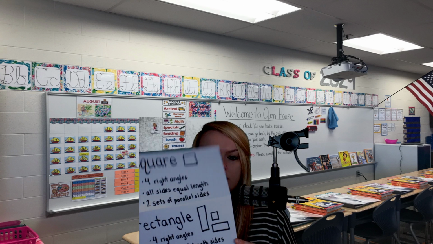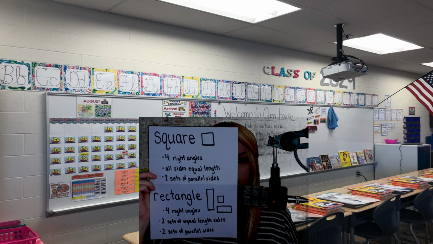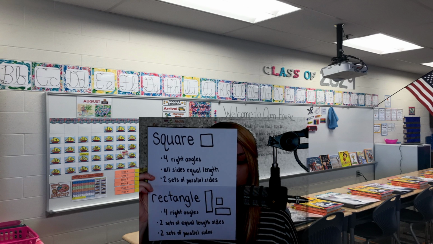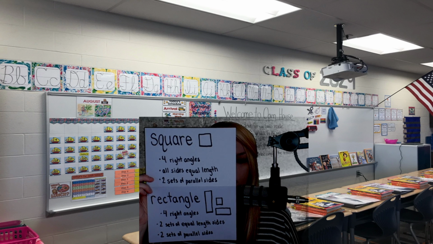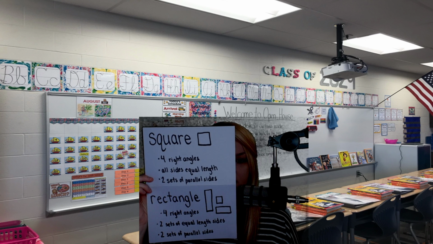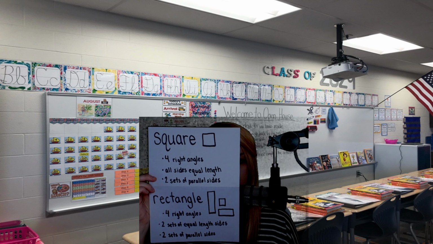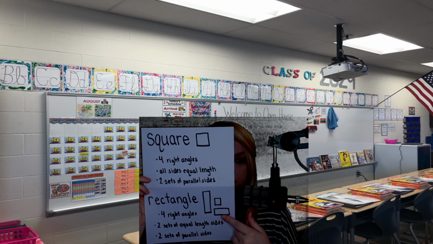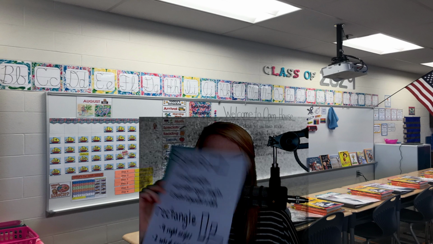Let's look at those two things next to each other. This will make it very easy for you to compare. They both have the same top bullet point. Squares and rectangles both have four right angles. They both have two sets of parallel sides. A square has all four sides that are the same length. A rectangle has two sets of sides that are the same length. All squares are rectangles. Not all rectangles are squares. Okay?